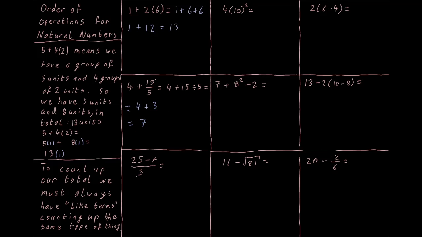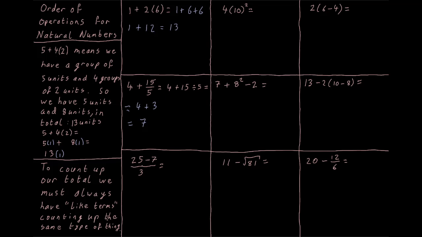What do I have to do here? Well, this is another division question. This is going to be 25 minus 7, all divided by 3. What I need to do here is say, well, what would I have to add up here in order to get my total on the top?